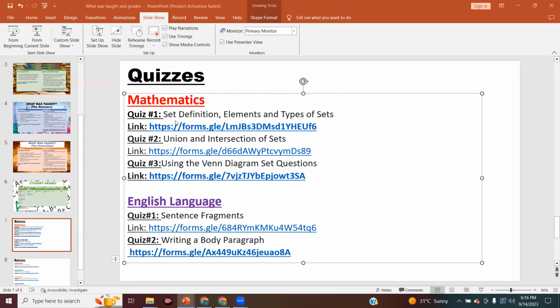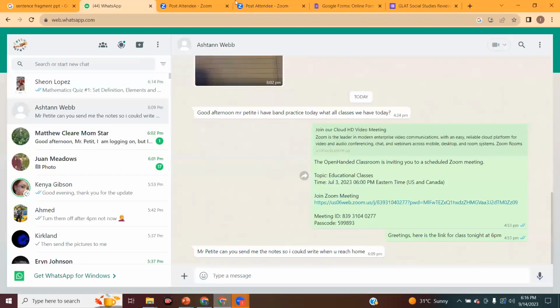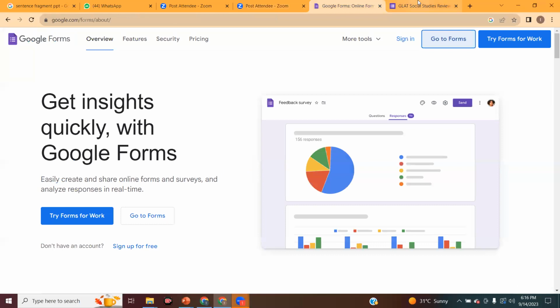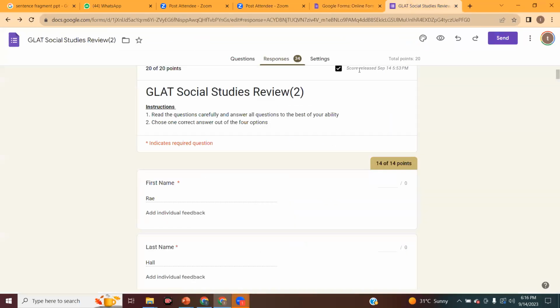Do all 3. Excuse me, Mr. Petit. Yes, Sarah. You said if we don't get above an 80, we fail. Yeah, lower than 80 is not a pass. So you have to get above 80.